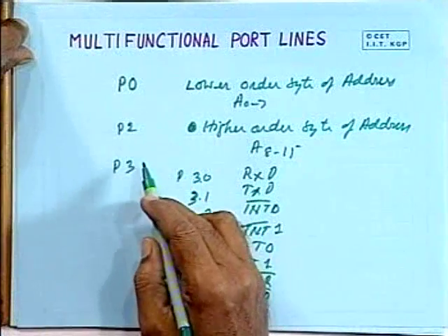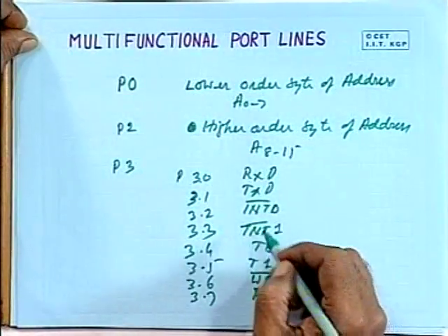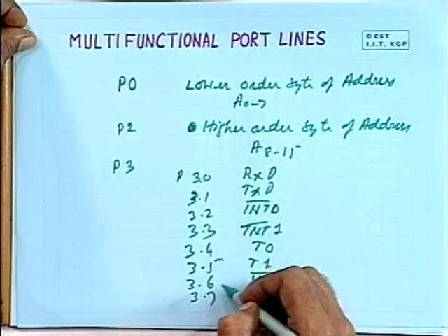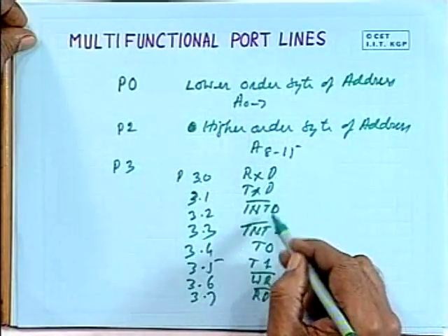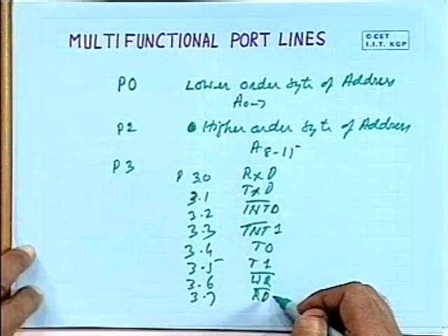So port 0, port 2 and port 3, these three ports are multifunctional, and with the help of which you can interface external memory of any size up to 64 kilobytes, both RAM and ROM, and also you can interface general purpose ports like 8255 if 2 ports or 3 ports are not sufficient. Similarly, with the help of these port 3 external lines, you can perform serial data transfer, provide external interrupts, timer inputs, and read write for accessing external memory.